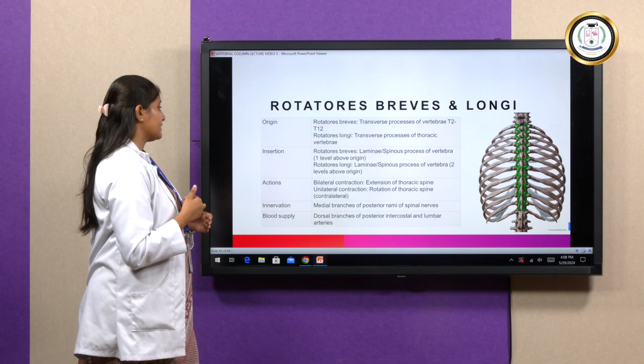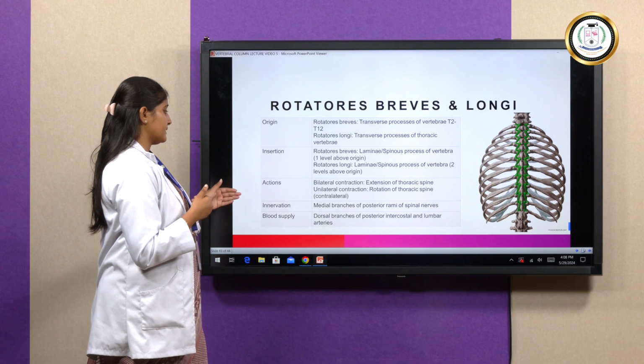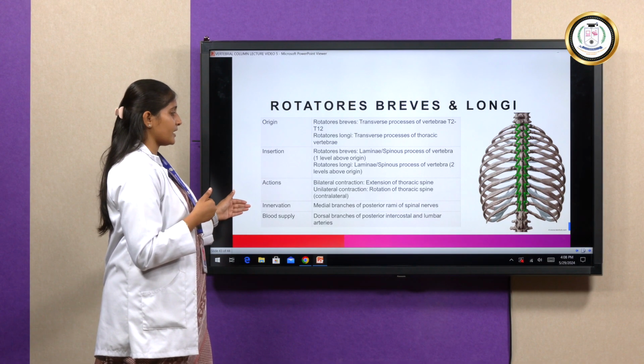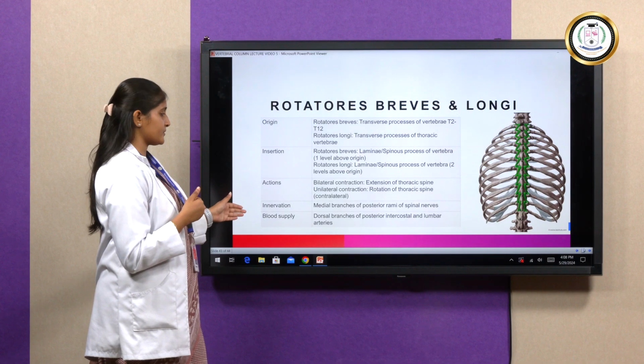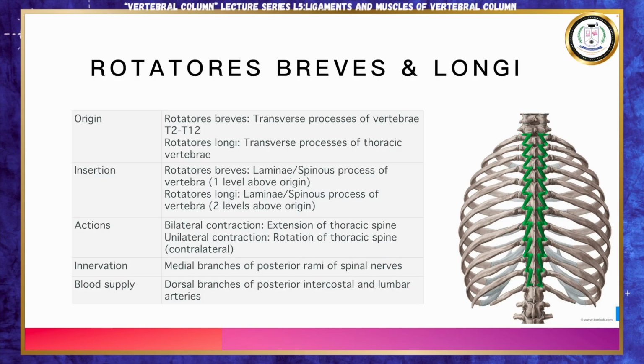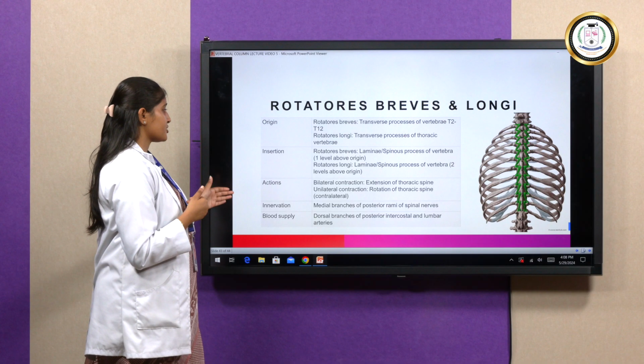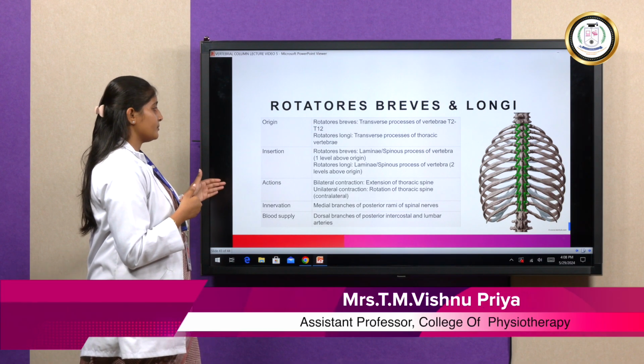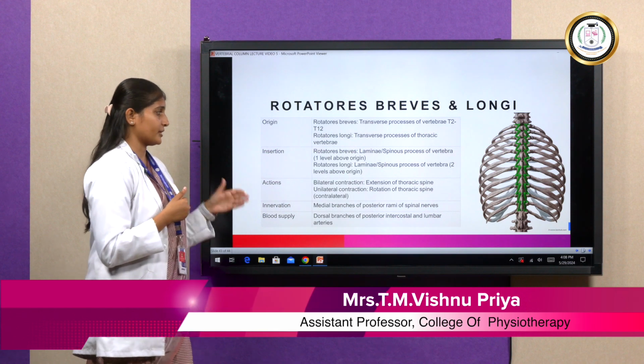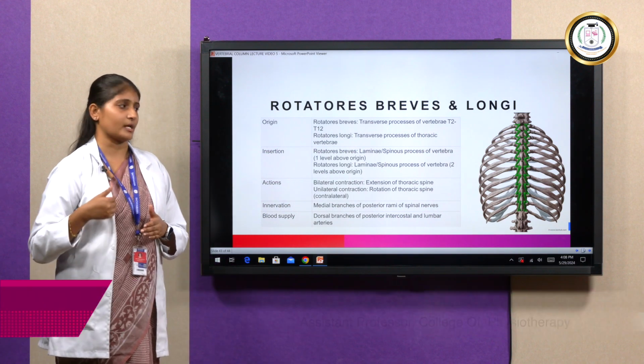Then we receive the nerve supply from the medial branches of posterior rami of spinal nerve and the blood supply from the dorsal branches of posterior intercostal and the lumbar arteries. The action of the rotators is, obviously, to rotate and extend the thoracic spine.